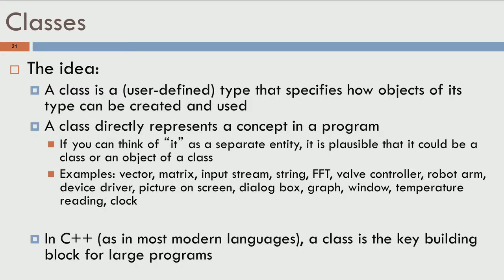So, let us look at the basic idea of classes. A class is actually a user-defined data type that specifies how objects of its type can be created and used. How you create an object of a certain class and how to use it is described in the class. So, it directly represents some kind of concept in a program. Whenever you think of such an entity, it is plausible that it is a class or an object. So, let us see things like this. I have the notion of a vector, a matrix, a string and so on.